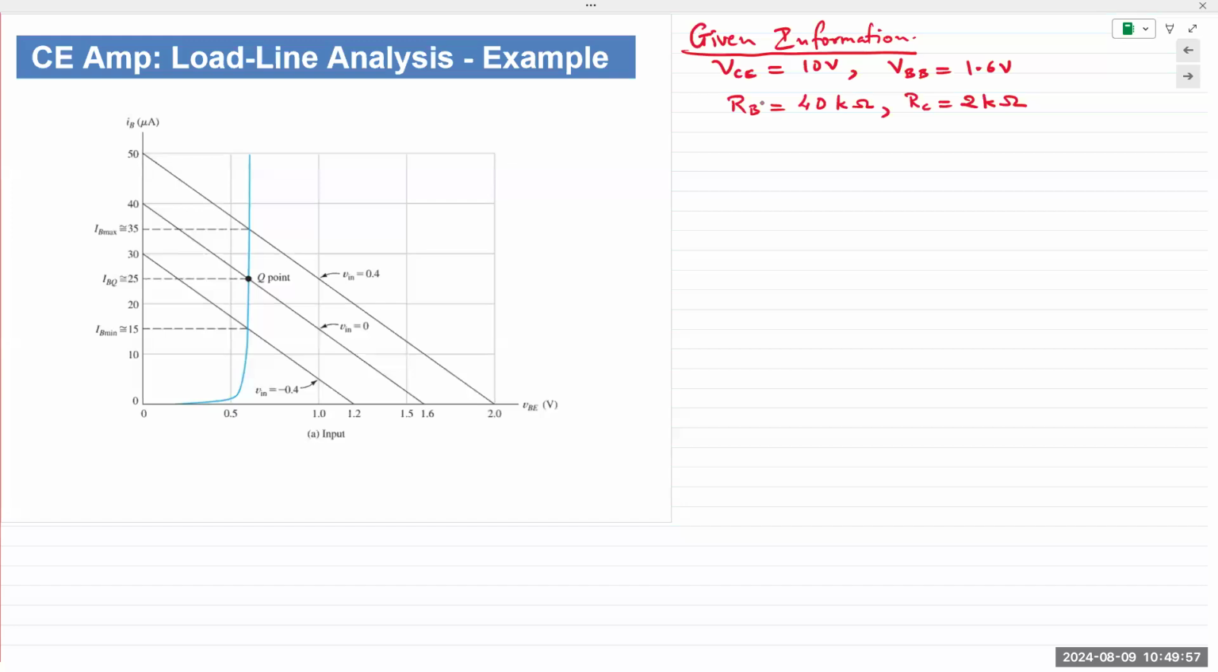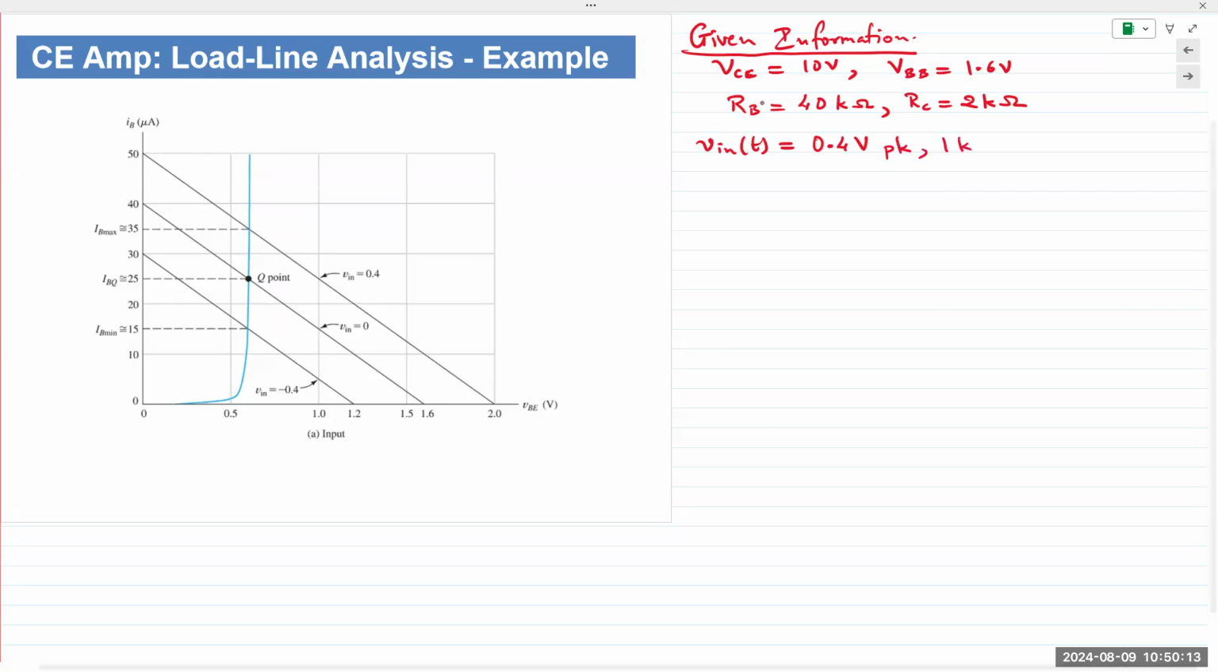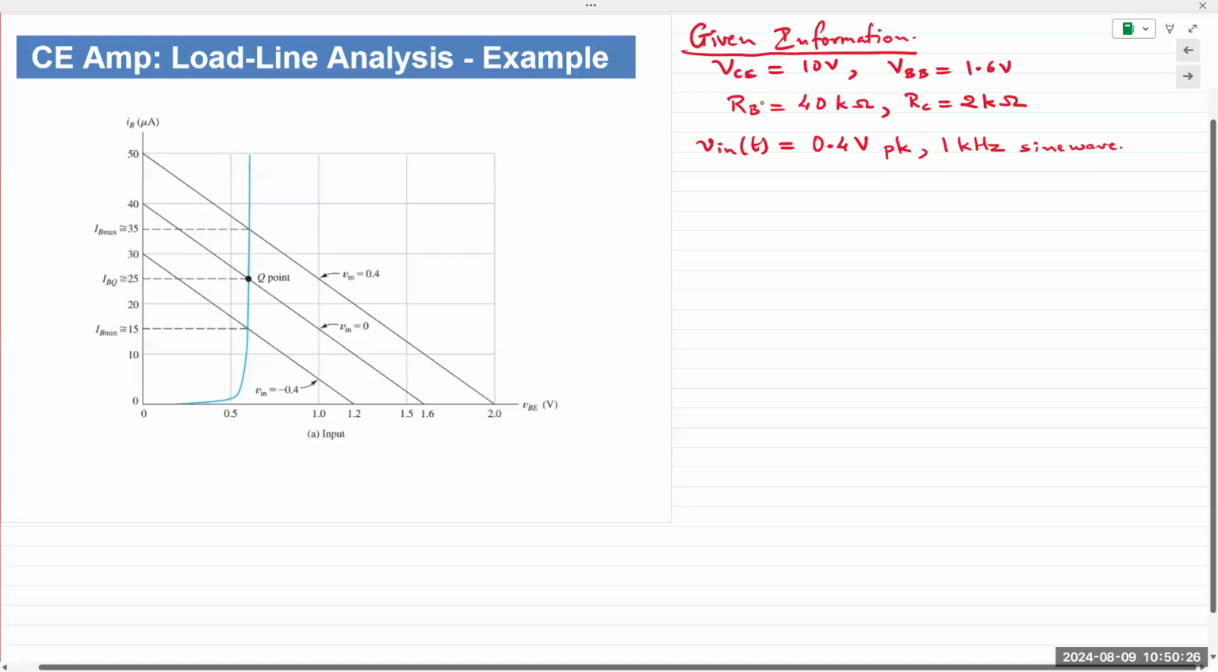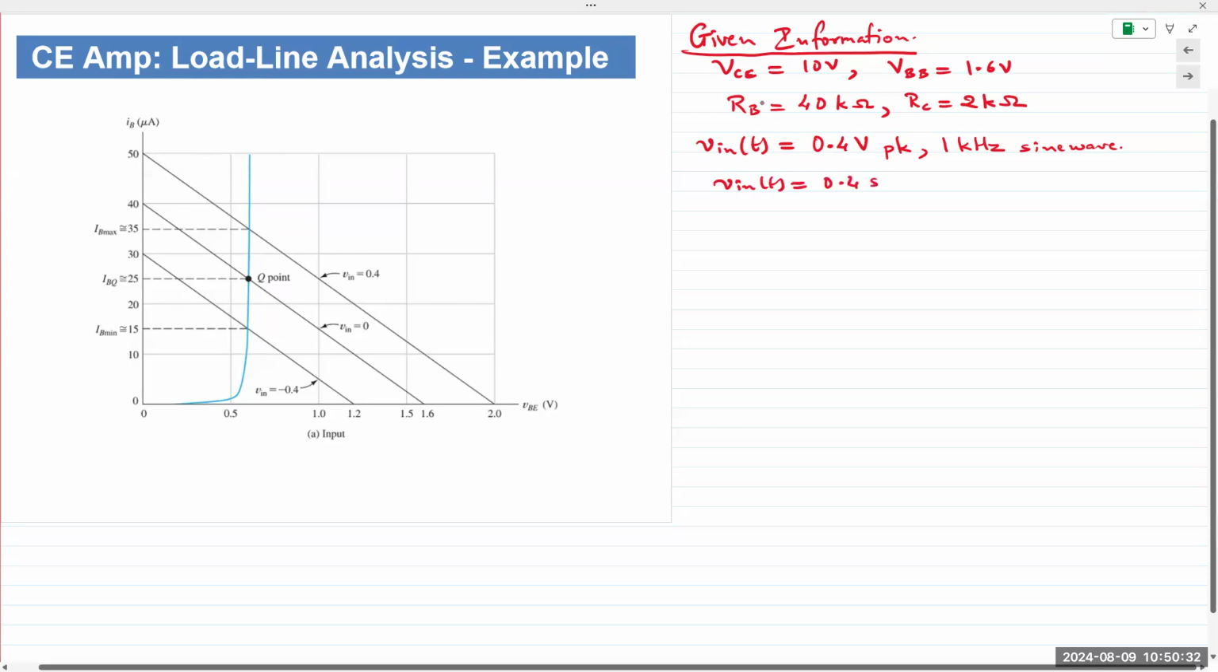V in of T is given as 0.4 volts peak and 1 kilohertz sine wave. Okay, it's a sine wave. So if I was to write this and extract information, it will be 0.4 sine of 2000 pi t volts. 0.4 is the peak value. It's not the peak to peak value.